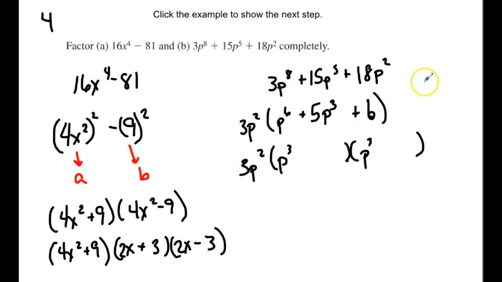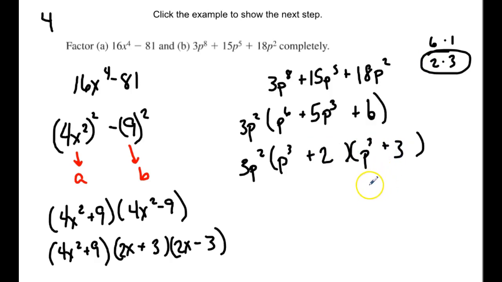So now again, I find all my factor pairs of 6. So it can be 6 times 1, or I can have 2 times 3. And they're either both going to be positive or both be negative. So now which set of factors adds to 5? Well, it's the second one. So I'm going to have p cubed plus 2 and p cubed plus 3.